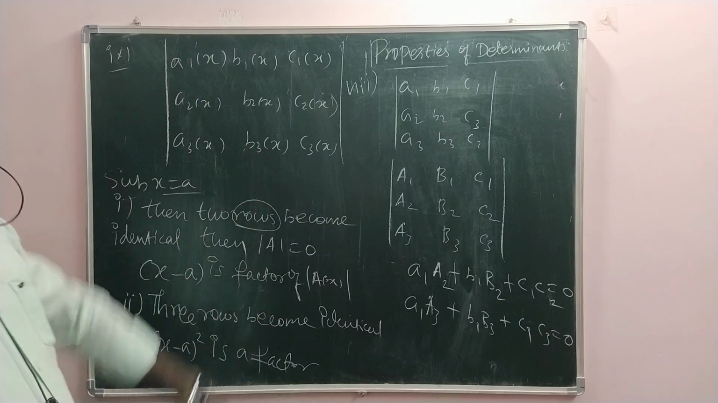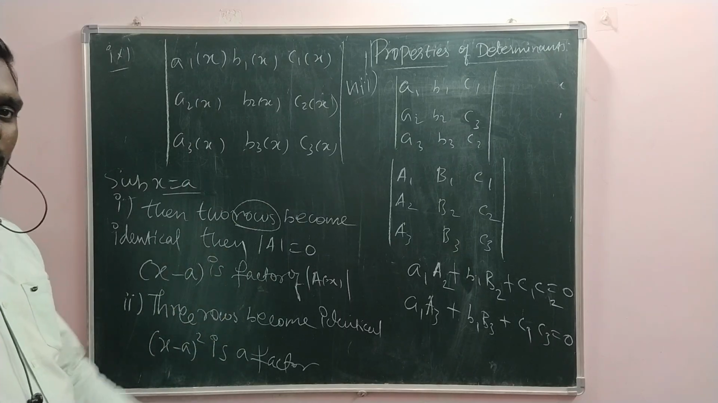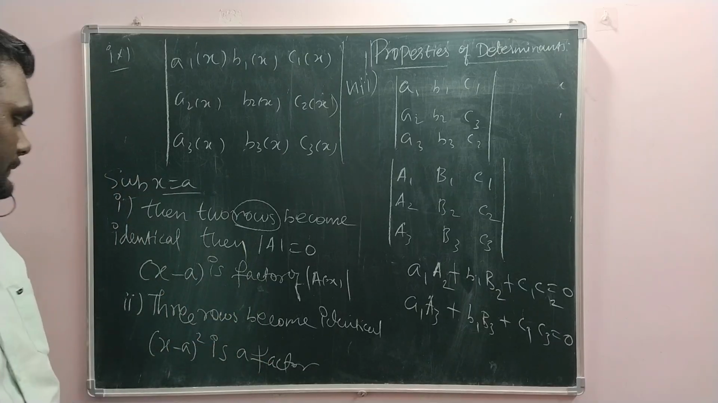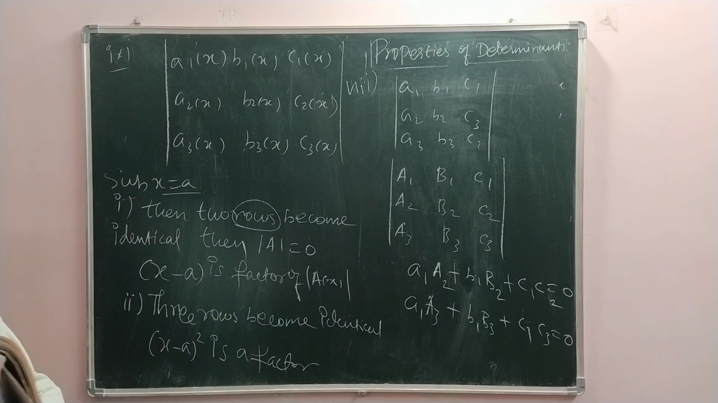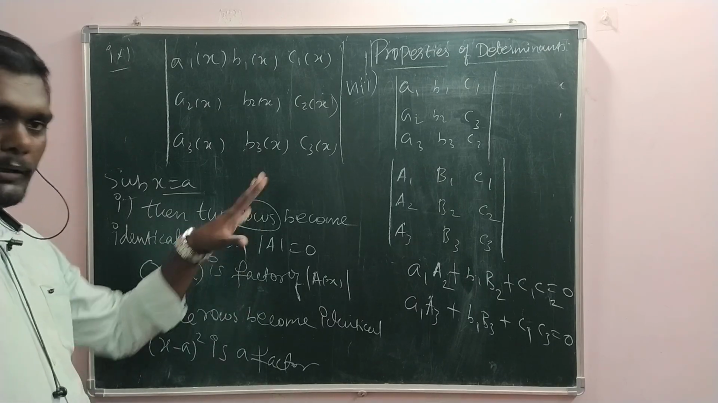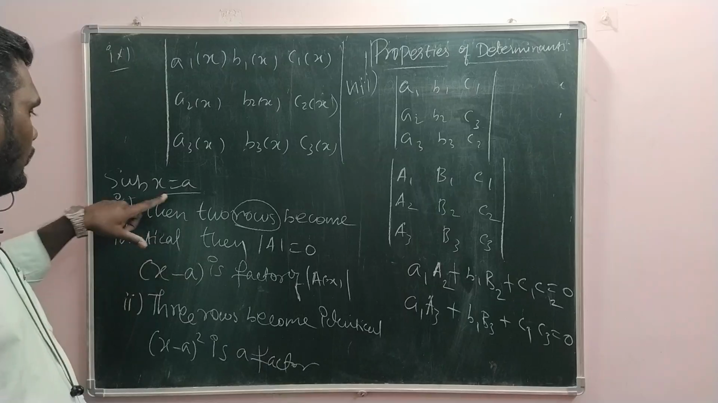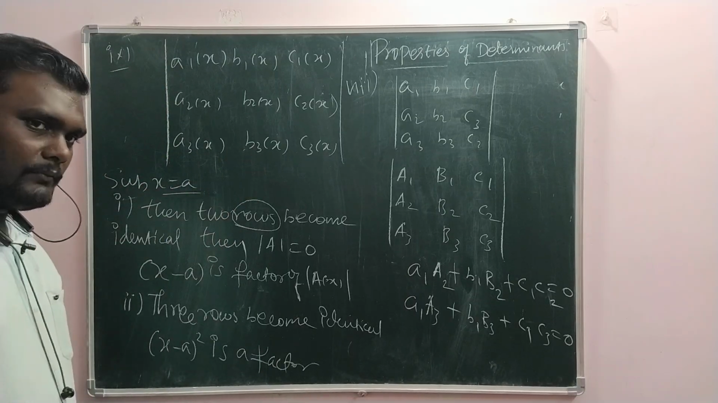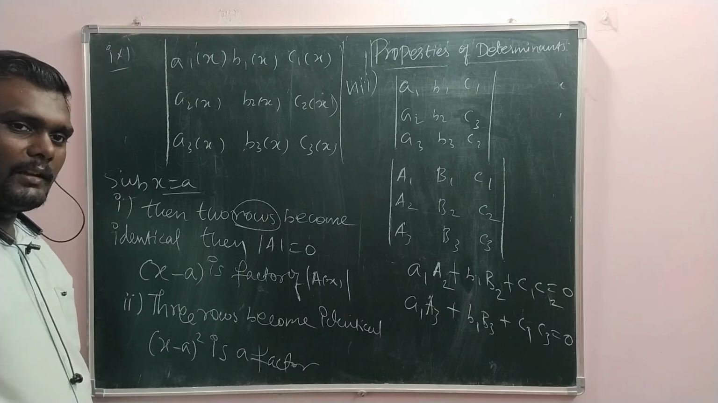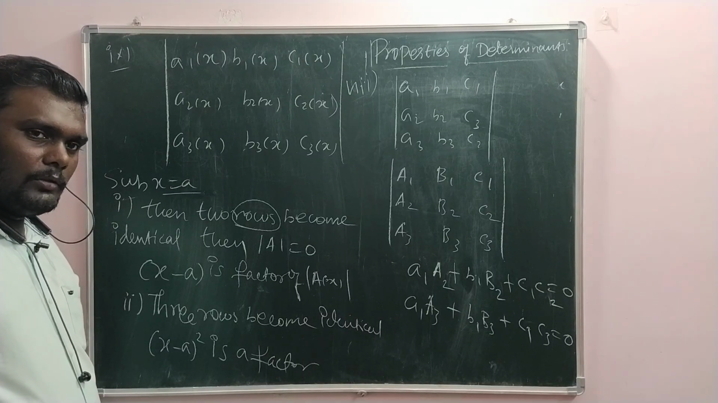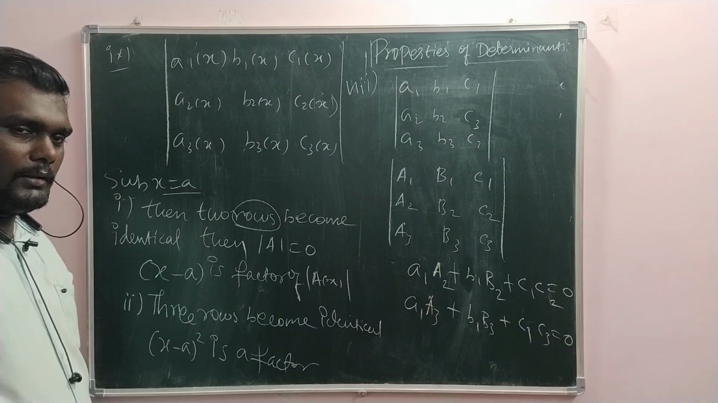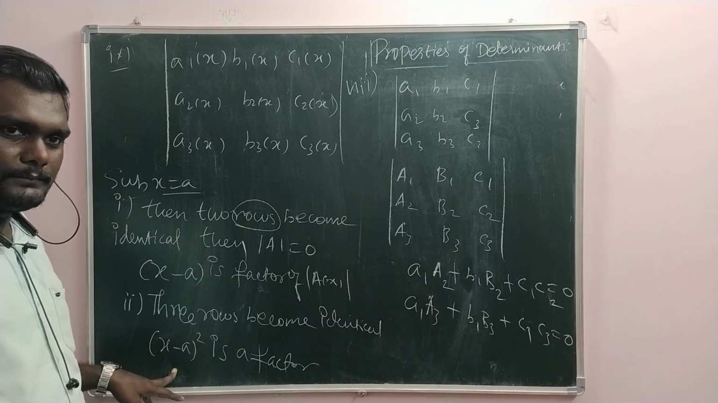Suppose it is a 4 by 4 matrix. You get all the four elements. So all the three rows become identical. Then which is a factor? So 4 by 4 matrix, after substituting A, three rows become same, equal, identical. Then which is a factor? Don't say (X minus A) whole cube. (X minus A) whole square is still the factor.